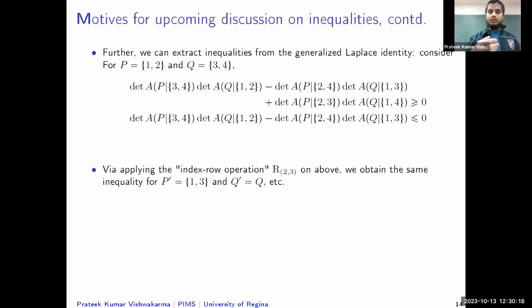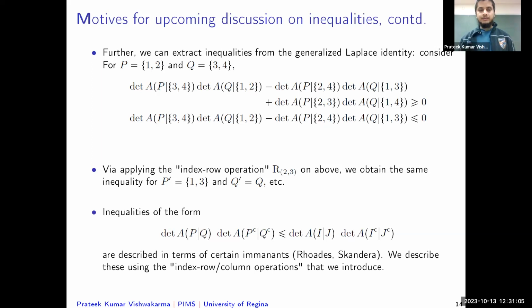In addition to seeing how we can extract inequalities from known identities, we have been able to devise a rule, or a method, or an algorithm if you will, to obtain novel determinantal inequalities from known determinantal inequalities for totally non-negative matrices. For instance, these two inequalities at the top hold for row indices P and Q, these values of P and Q. However, there is a nice way to explain that these two inequalities also hold for values P prime and Q prime, and there is a nice way to explain why that's really true. Now, in addition to the application of the introduction of these index row operations, we have also been able to explain precisely when determinantal inequalities like these hold true.